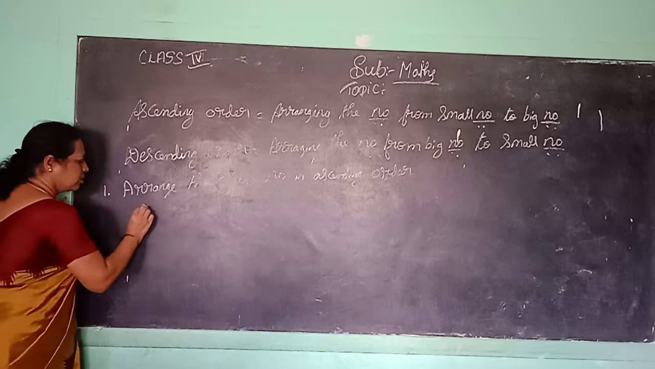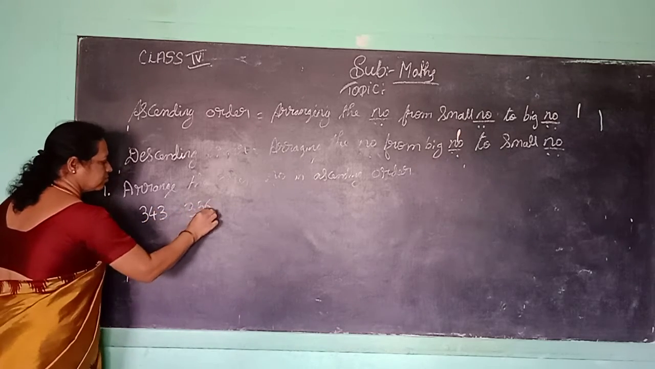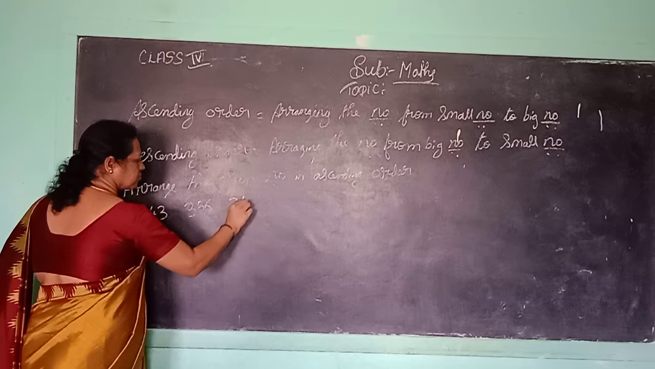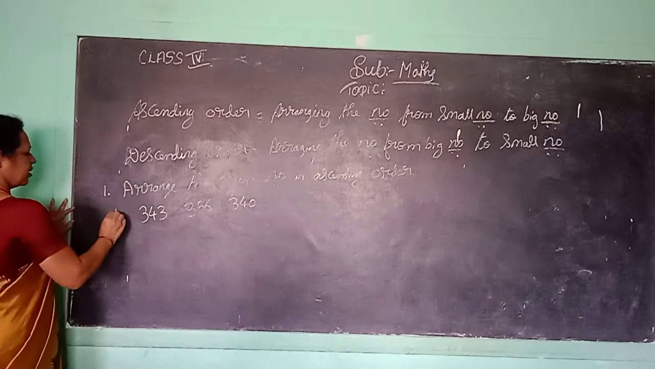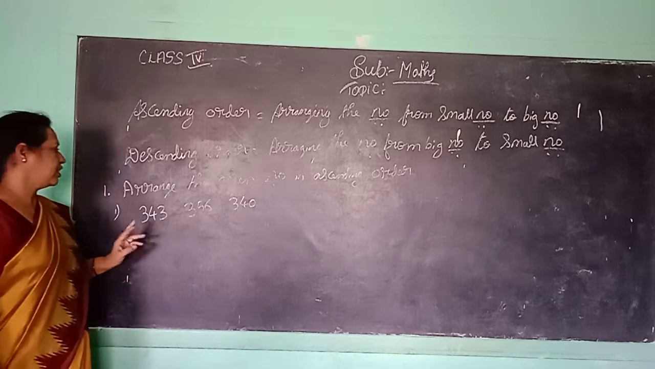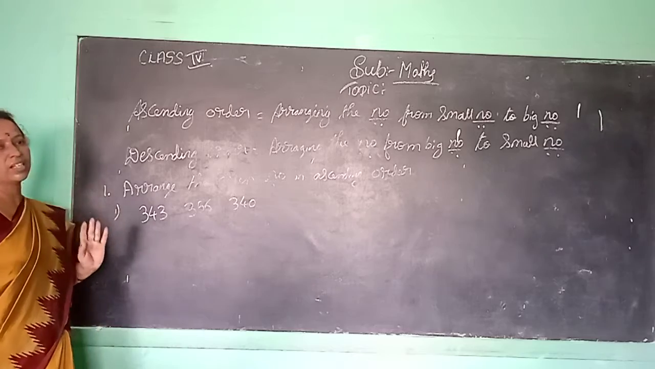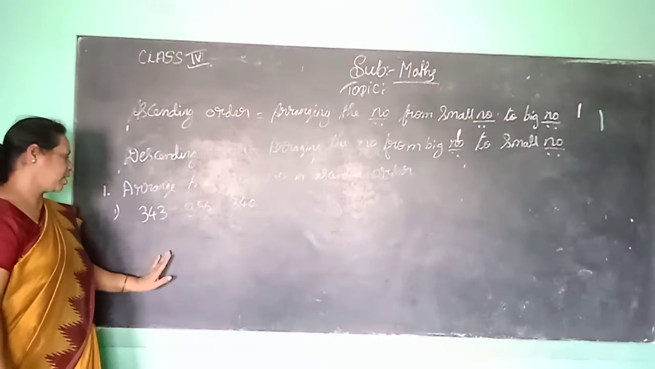Ascending order means small to big. You have to arrange these in ascending order. So you have to compare these three numbers. First, write the smallest number first.